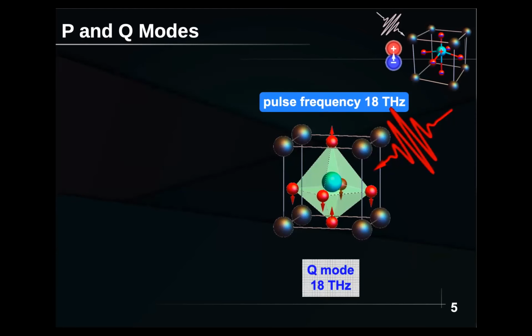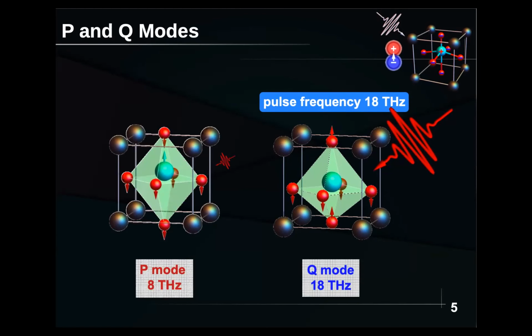Indeed, there is another vibration mode around 18 terahertz. It looks like the following. It corresponds to an oxygen octahedral deformation. The bottom and the top oxygens are moving upwards, and the rest of the oxygens are moving downwards. This deforms the oxygen octahedron and causes a large energy penalty, and that's why the frequency is rather high. The previously mentioned polarization modes, let's call them P modes. This is the 8 terahertz mode I showed you.